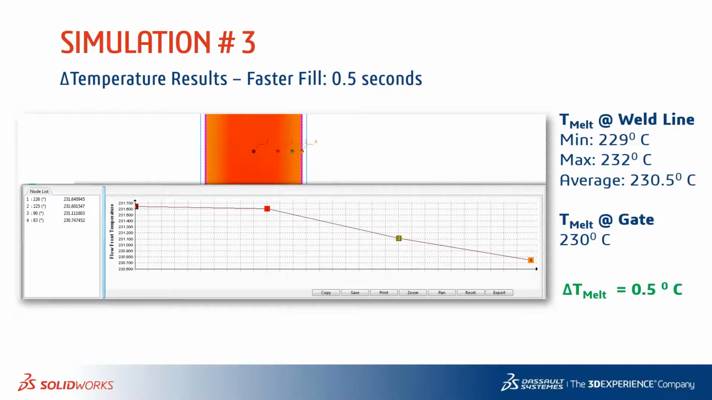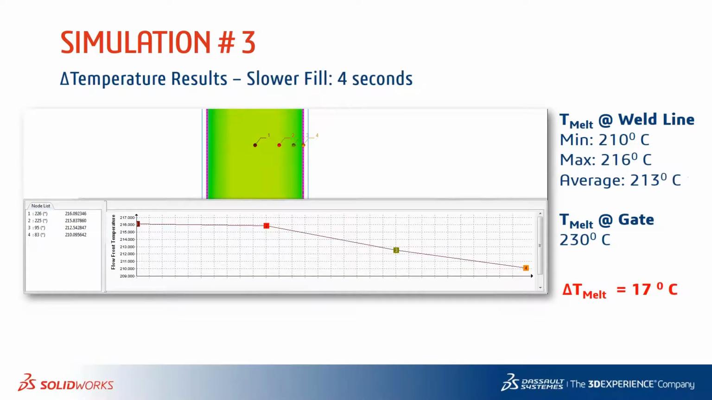Now, the first variation is, what if I fill it faster? So instead of 1.32 seconds, let's try to fill it faster. With everything else remaining the same, just this one variation in the fill time generates an average temperature across the thickness where the weld line forms of about 230.5 degrees Celsius. And so the resulting temperature differential is about 0.5. That's exactly what we are after. We want that number to be as small as possible.